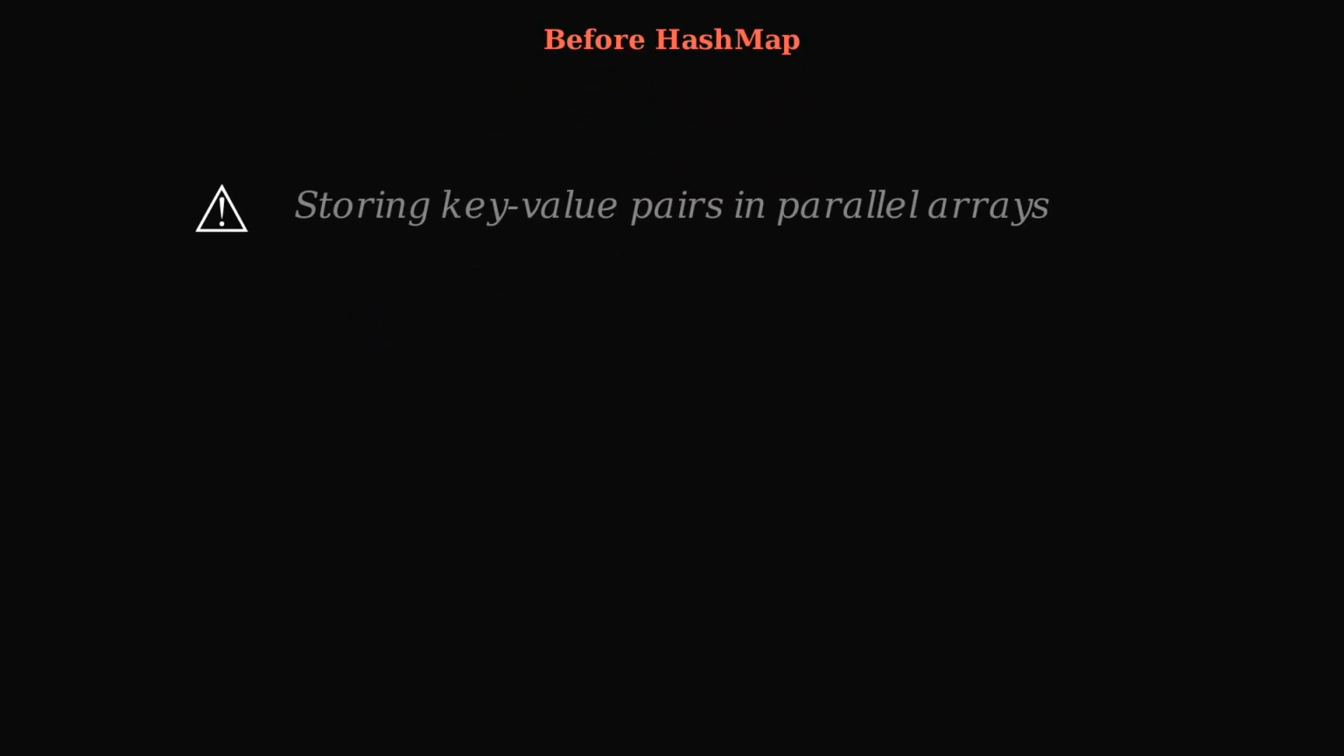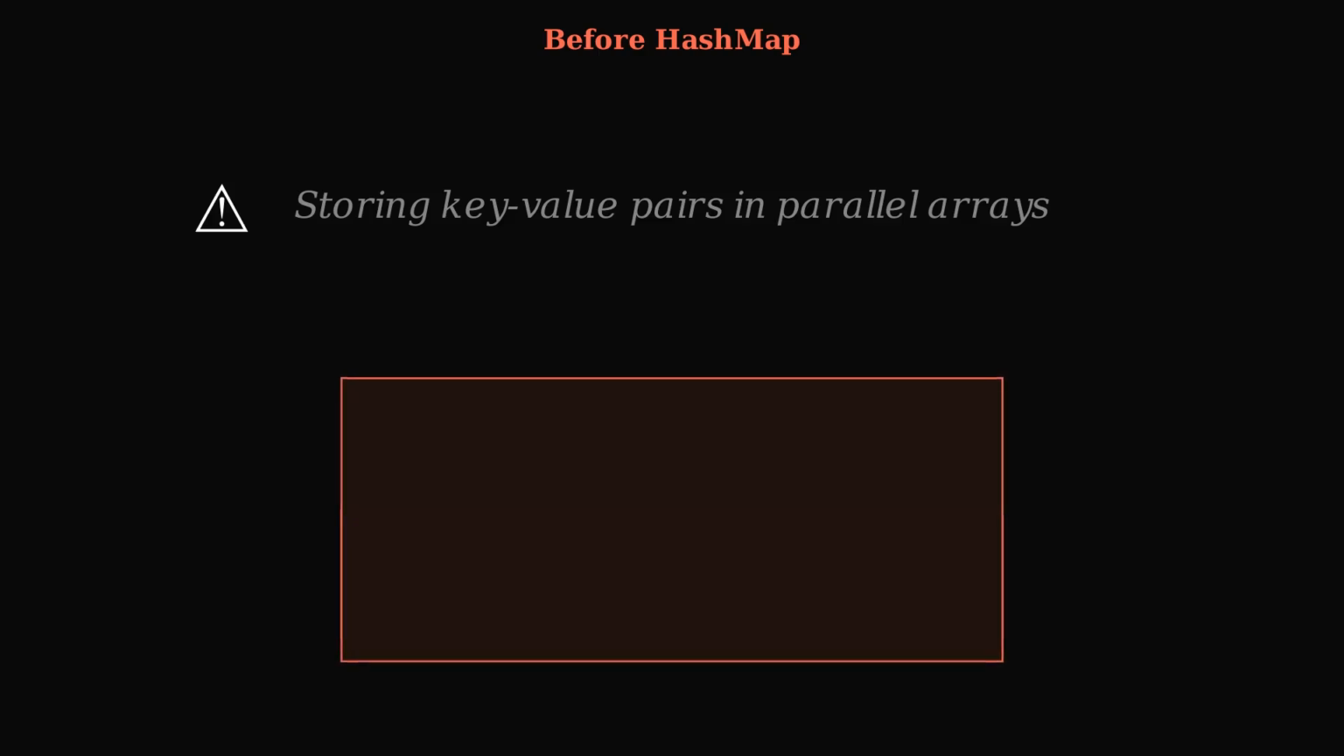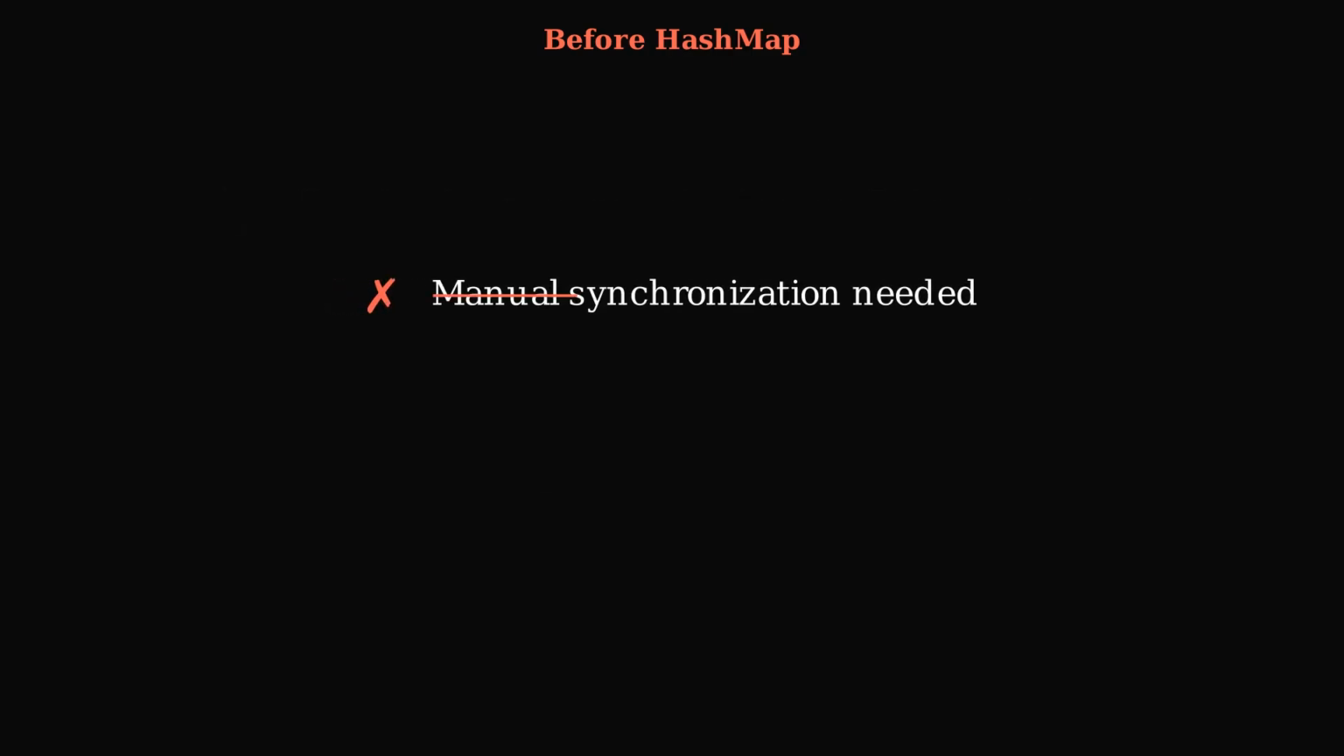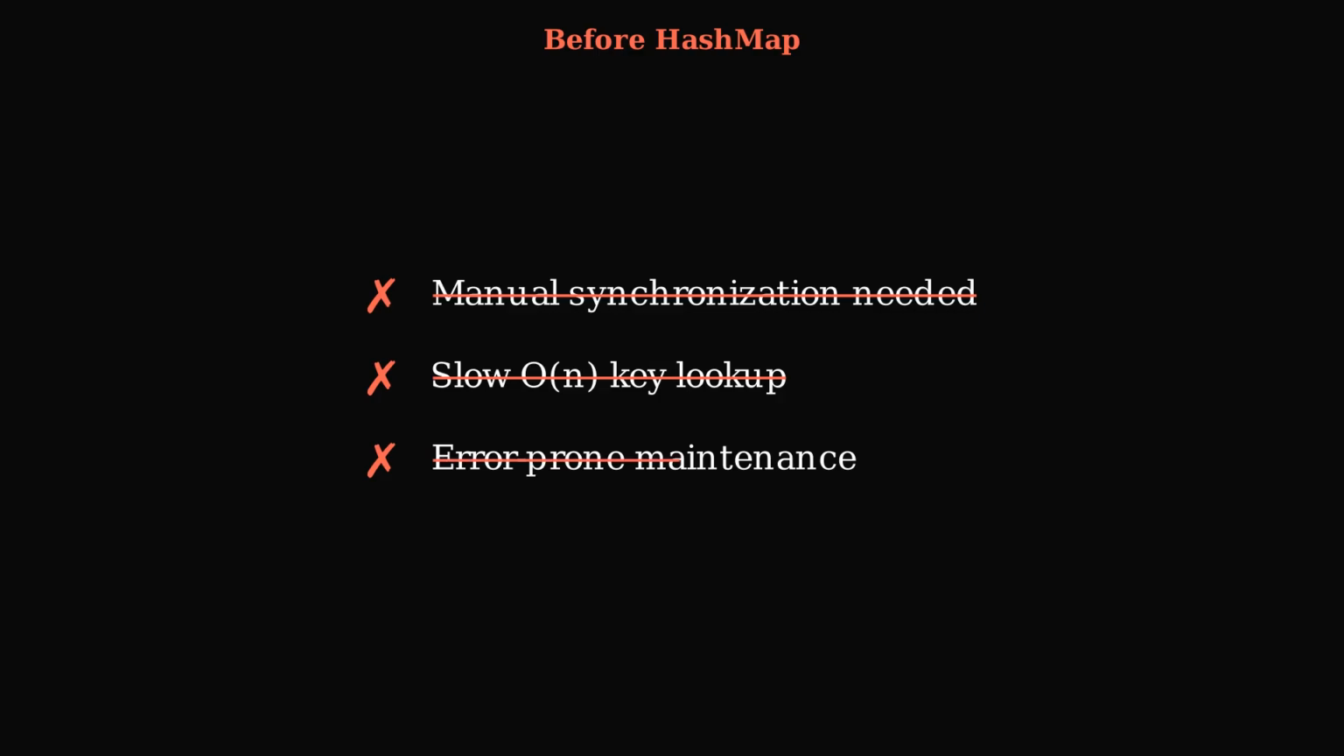So what happens without HashMap? Storing key-value pairs in parallel arrays. Look at how messy the code gets. Manual synchronization needed. Slow O(n) key lookup. Error-prone maintenance. There has to be a better way.